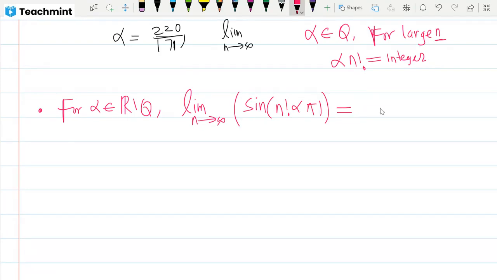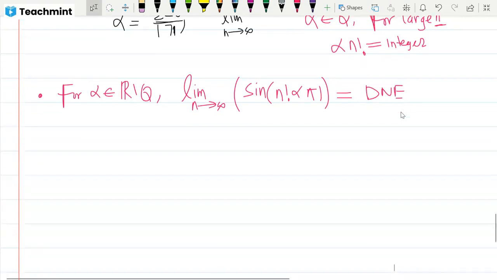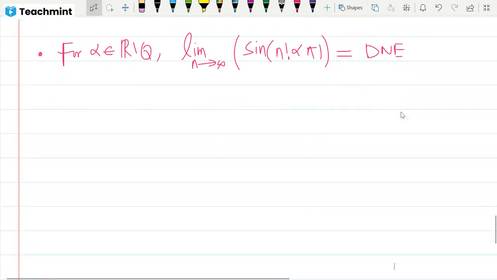The limit does not exist, sir. I will prove this result using subsequences, which we discussed in today's class. If alpha is a rational number, the limit is 0. If alpha is an irrational number, the limit does not exist, sir.